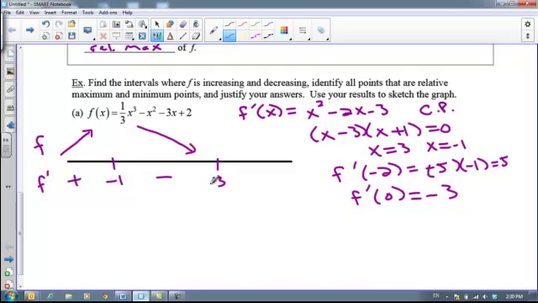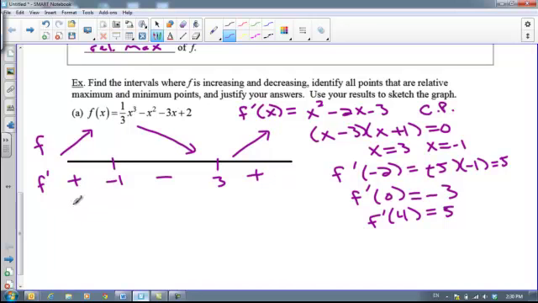And then I'll try something past 3. Let's try a test point of like 4. That would be 1 times 5, or 5, and that is a positive number. So that means that f went back to increasing. So this is a sign chart to help me organize my answer.